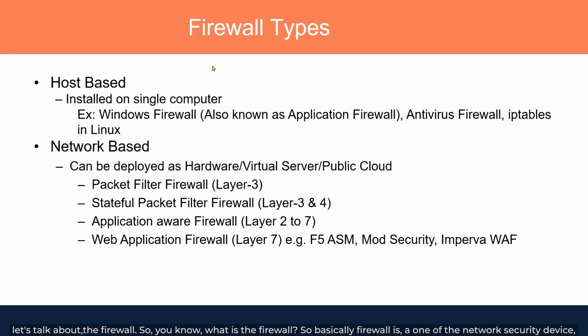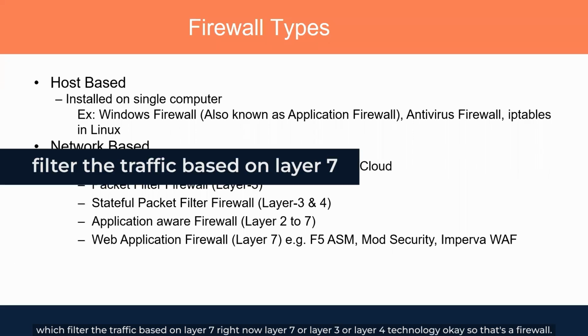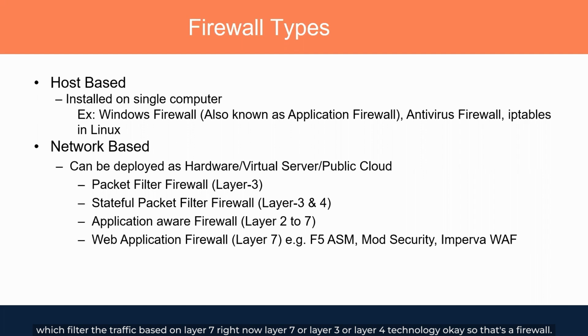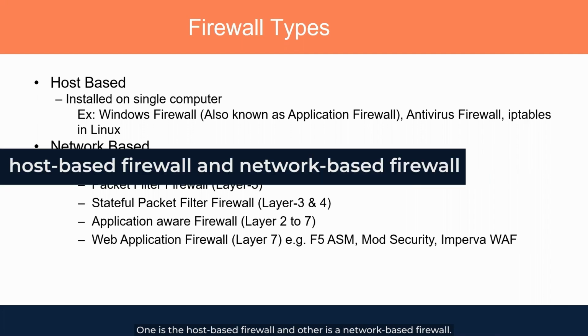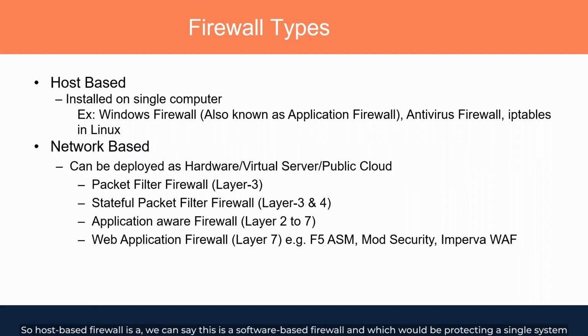the firewall. So you know what a firewall is. Basically, a firewall is one of the network security devices which filters the traffic based on layer 7, or layer 3 or layer 4 technology. So that's a firewall. Here we are going to discuss the types of firewall. We have two types: one is the host-based firewall and the other is the network-based firewall.